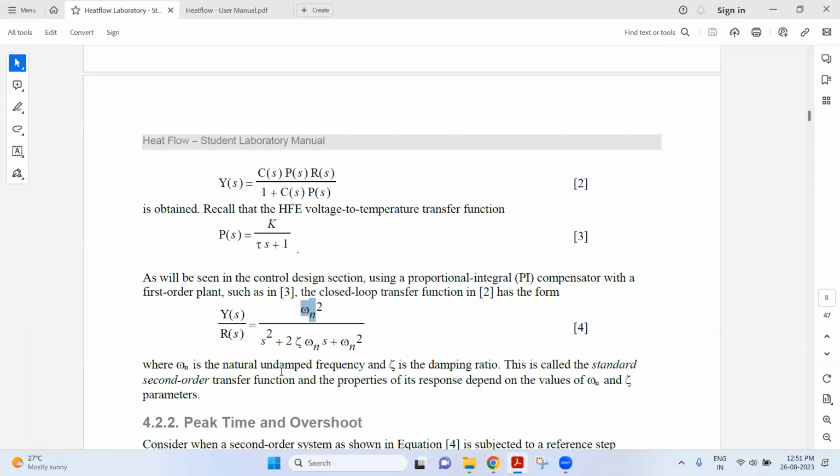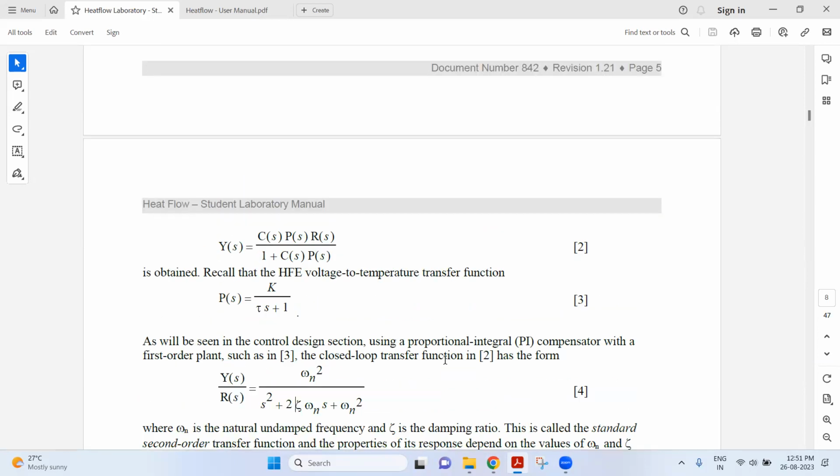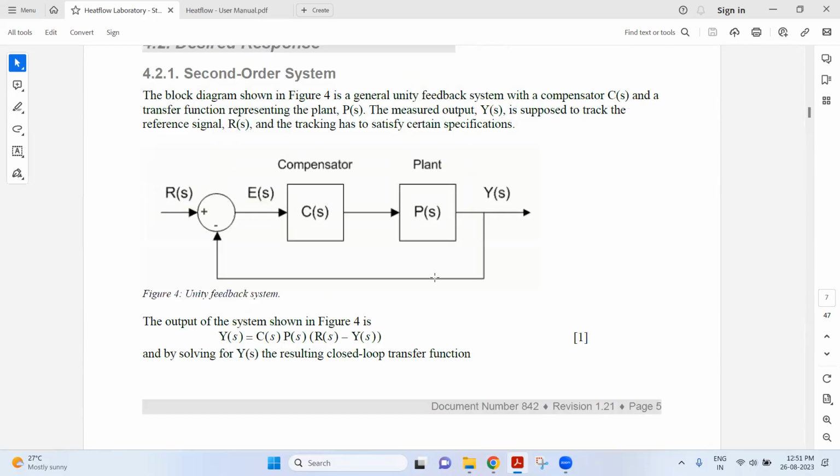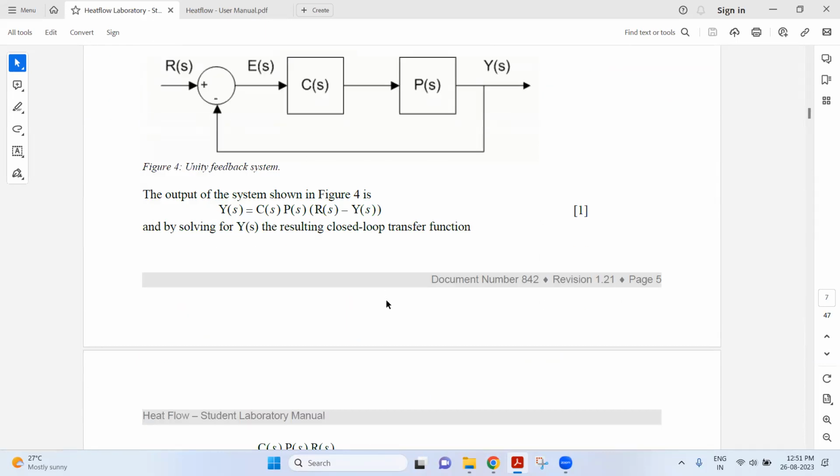There is something called underdamped, overdamped, and critical damping. So omega n stands for natural damping frequency, and this symbol zeta is the damping ratio. By knowing these two values, the damping factor and the natural frequency, we'll get the output of this model here. This is second order.